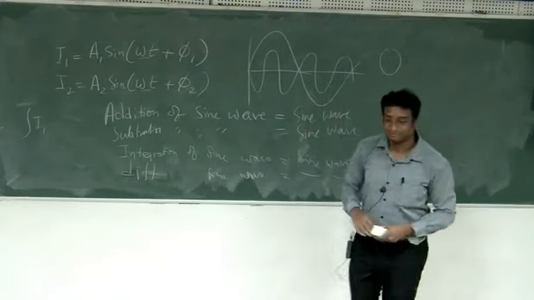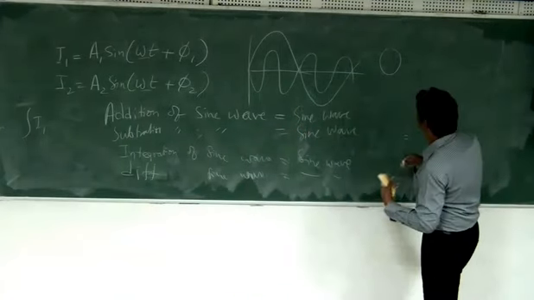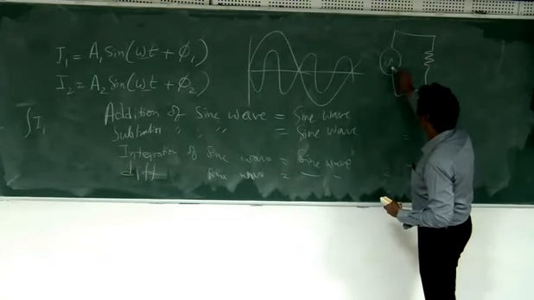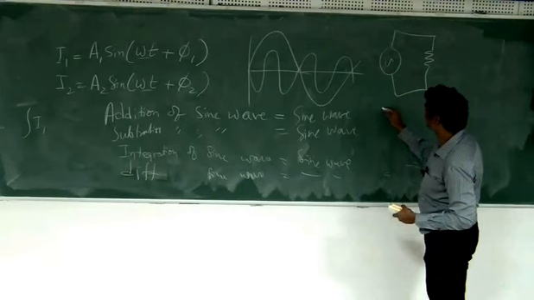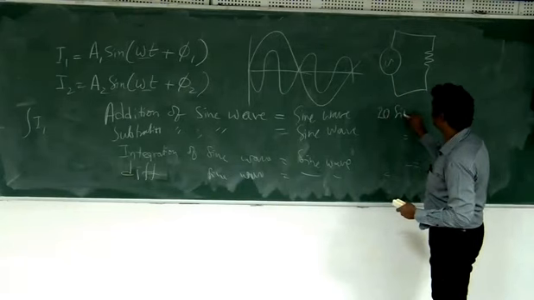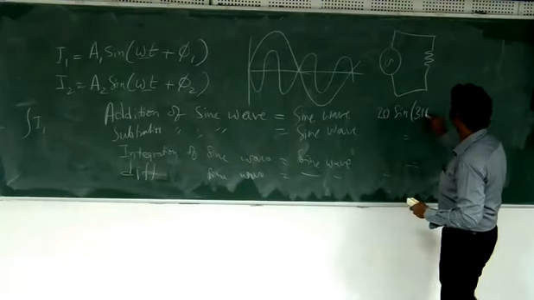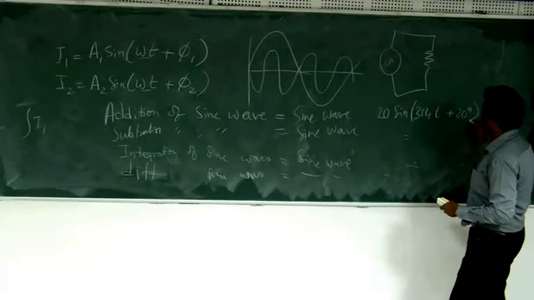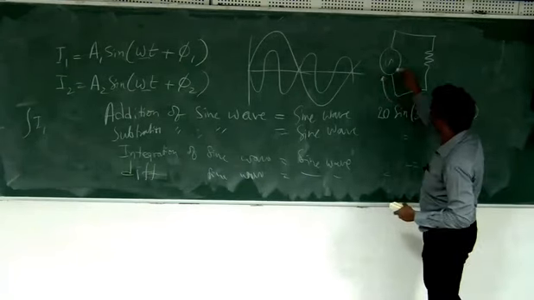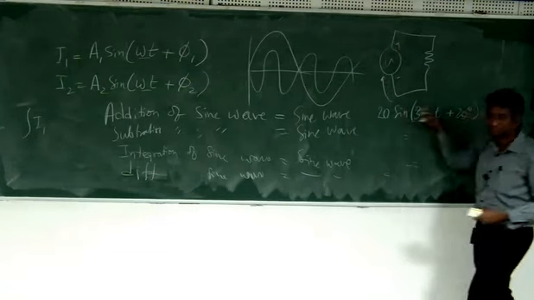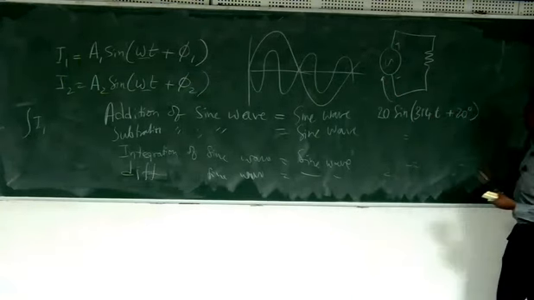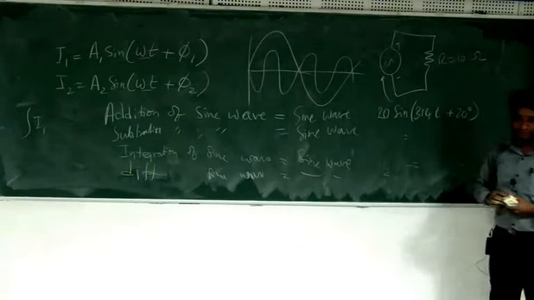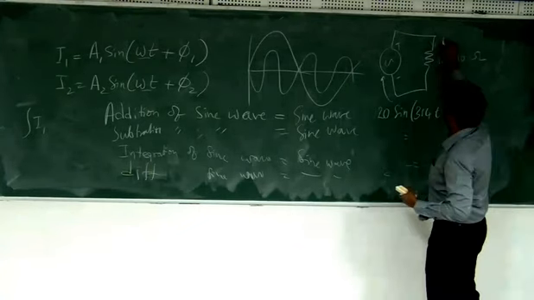So now I'll ask that question. This is a voltage given by 20 volts sine, let's say, 314t plus 20 degrees. This is the voltage which I am applying here, plus minus, like this, and I am connecting a resistance of 10 ohms. So what is the equation for current?